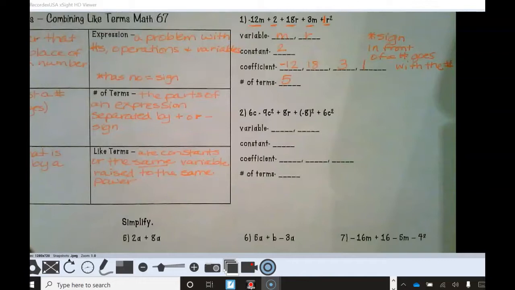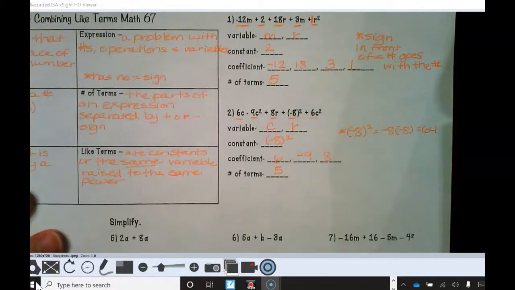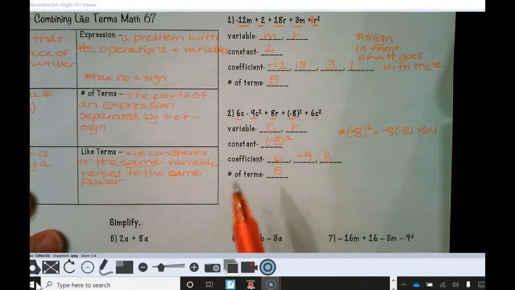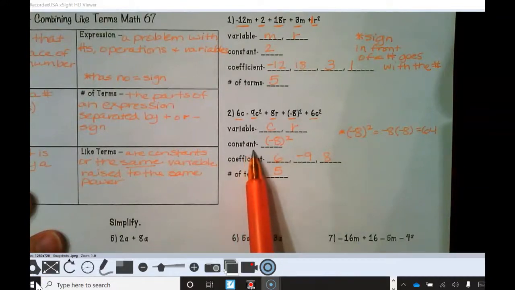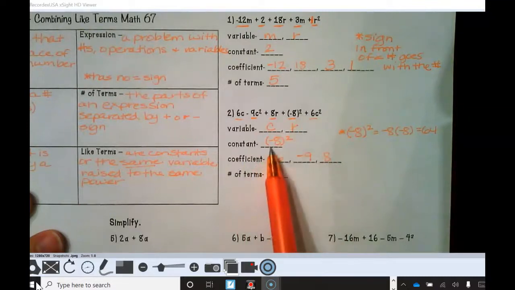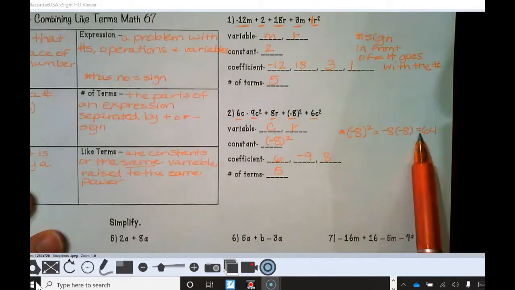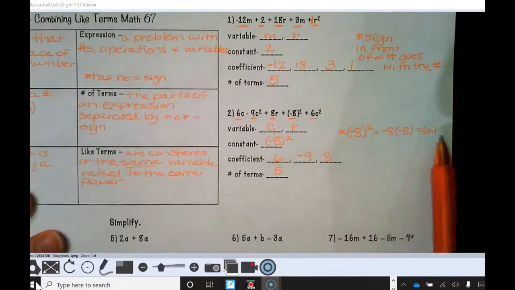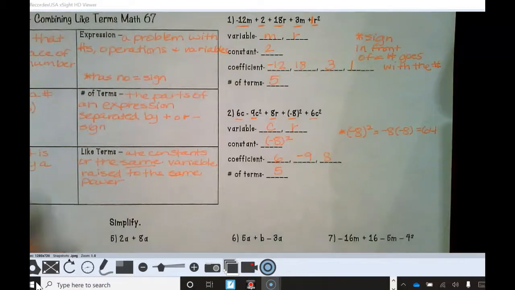I want you to pause the video, come back in a minute after you have done number 2, and let's see how you did. Welcome back, and you may need to pause the video again to check your answers, but I did want to talk about one piece that's a little tricky right here, the constant. Now just because there's an exponent doesn't mean that it's not a constant, because -8 squared tells us to do -8 times -8 to get a positive 64. So that is a constant. It's a plain number. So that would be a little tricky if you didn't pay attention.